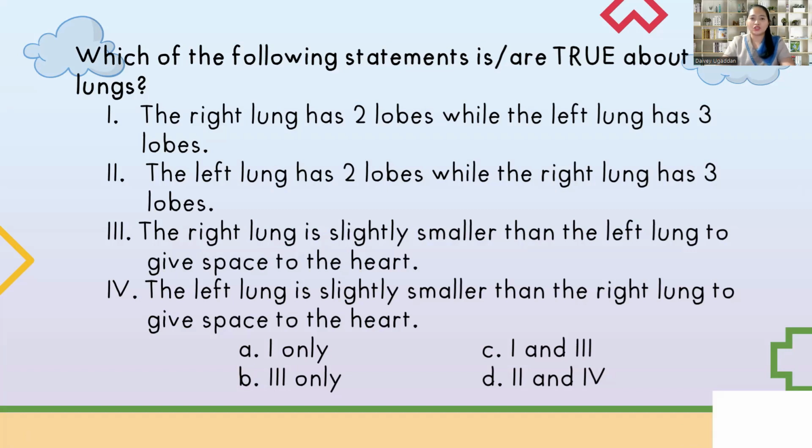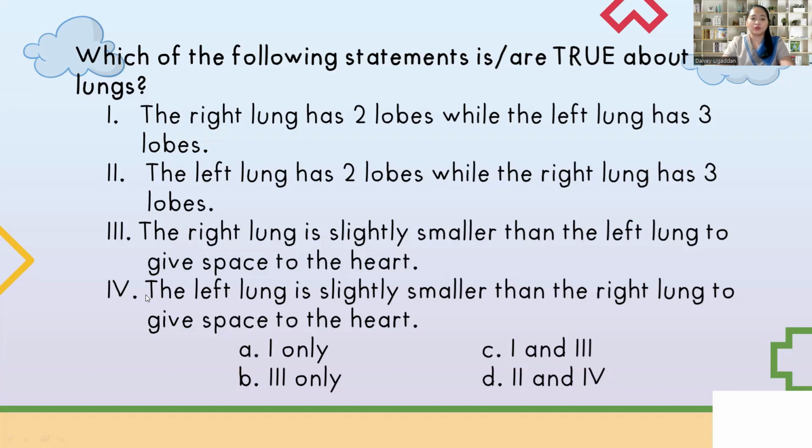Okay, so this question shows two concepts about the lungs. First is the lobes, or the number of lobes, and second one is the size. So let us check which one of 1 and 2 is correct. The right lung has 2 lobes while the left lung has 3 lobes, or the left lung has 2 lobes while the right lung has 3 lobes. So remember, your right lung has 3 lobes and the left lung has 2 lobes.